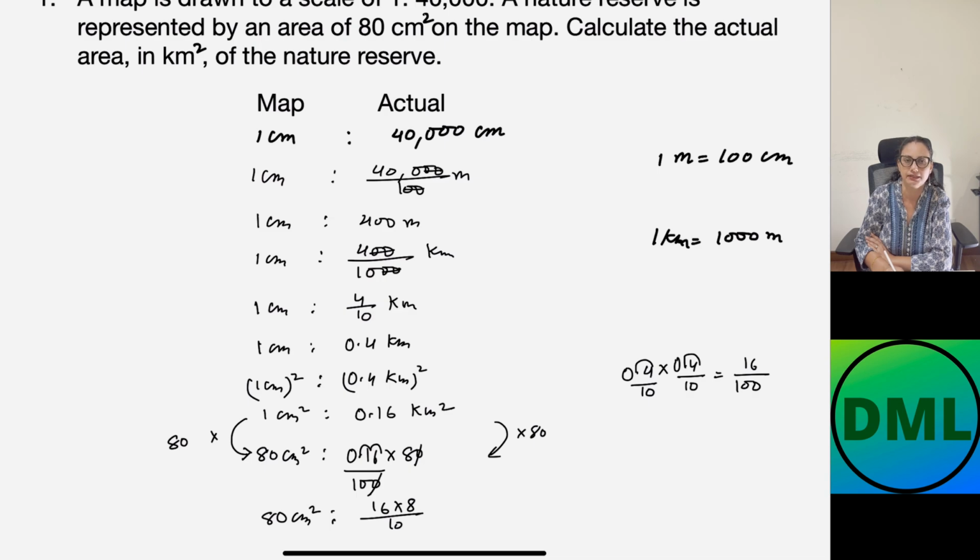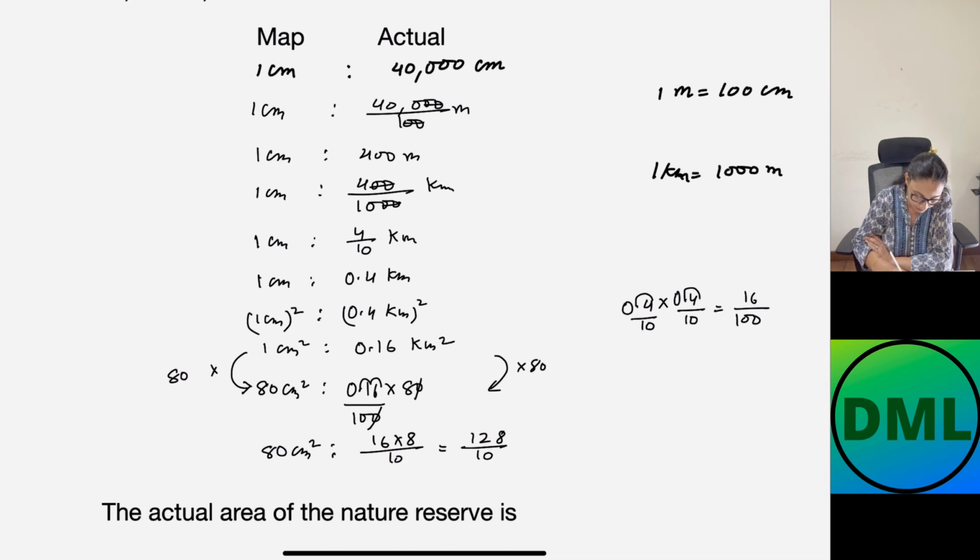If you have memorized the table, the answer is 128. This will be written as 128 over 10. After one digit, I have to put the point. So that means this is my first digit, I have to put the point here. So my answer will be equal to: 80 centimeter squared will be 12.8 kilometer squared on the actual area.